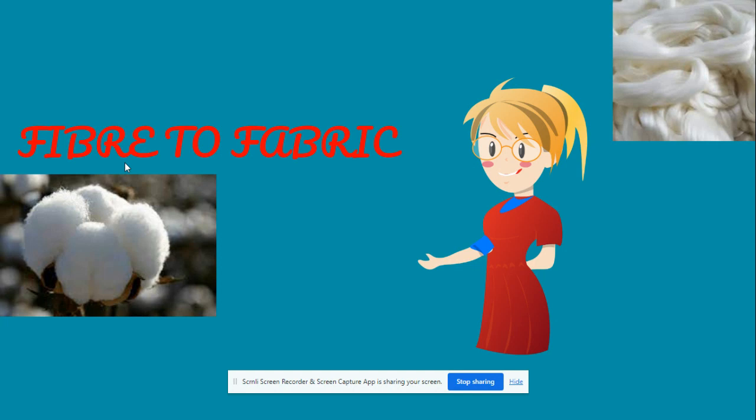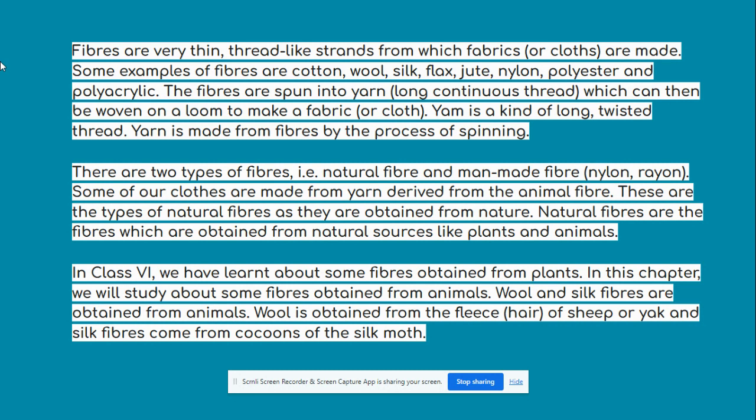What are fibers? Fibers are these. These are the cotton fibers. And what is fabric? The fibers that are converted into a cloth is known as fabric. Now, fibers are very thin thread-like strands from which fabrics are made. Some examples of fibers are cotton, wool, silk, flax, jute, nylon, and polyester.